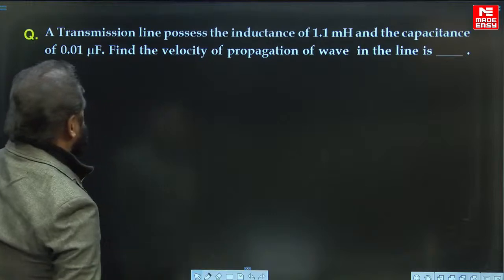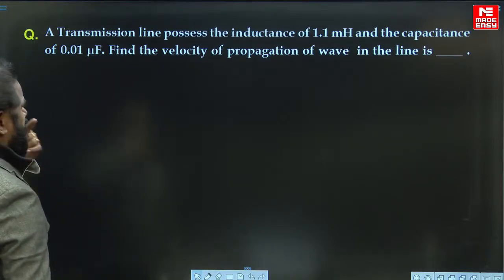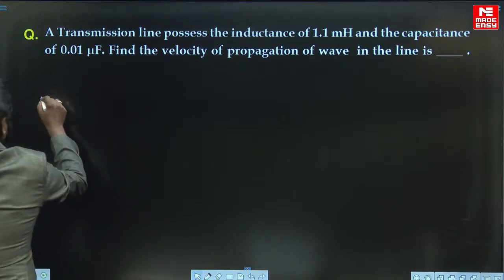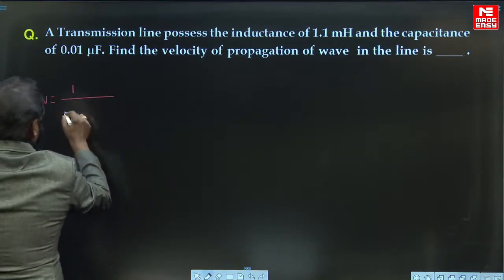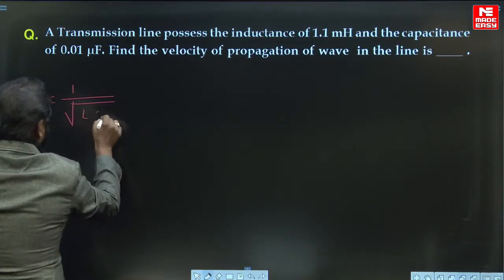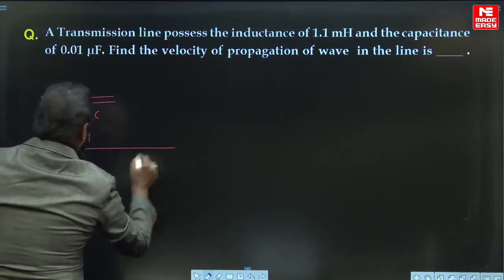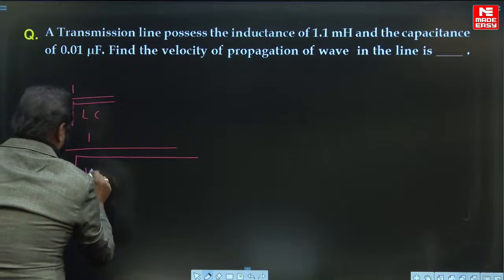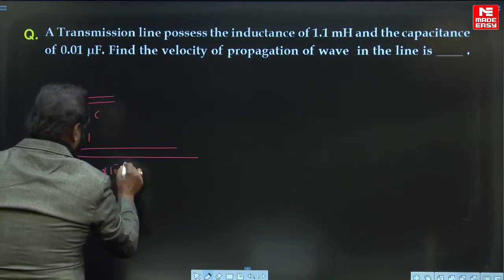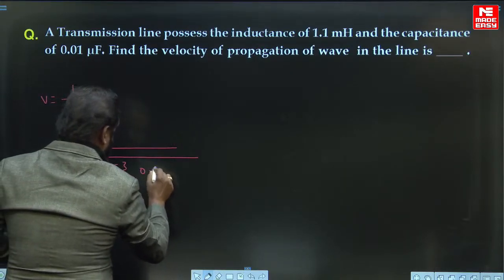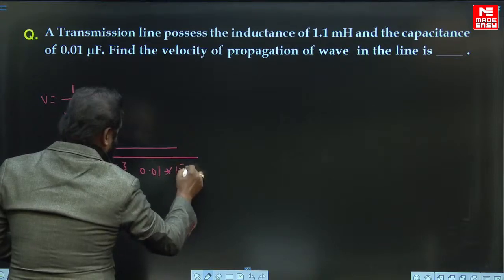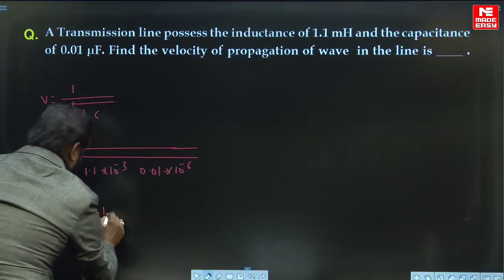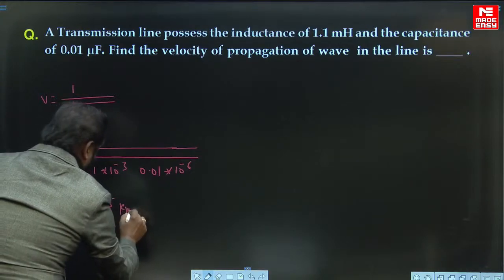Next: a transmission line possesses an inductance of 1.1 millihenries and a capacitance of 0.01. Find the velocity of propagation of the wave in the line. Velocity of propagation V equals 1 by root over LC. That equals 1 by root over 1.1 into 10 power minus 3 and 0.01 into 10 power minus 6. Put together, it becomes 3 into 10 to the power 5 kilometers per second.